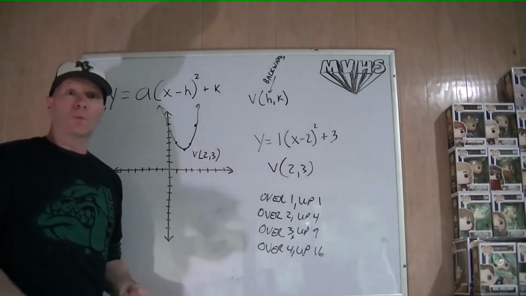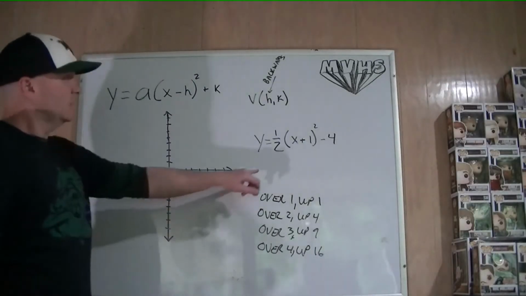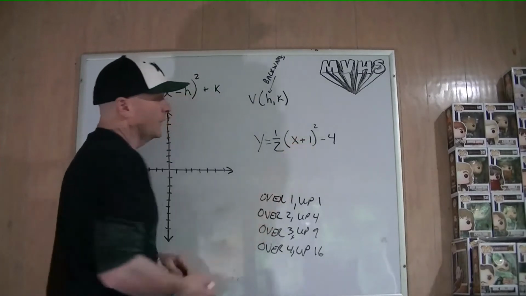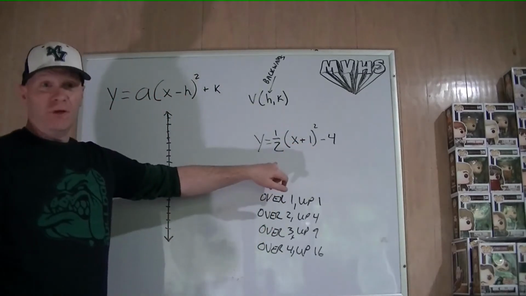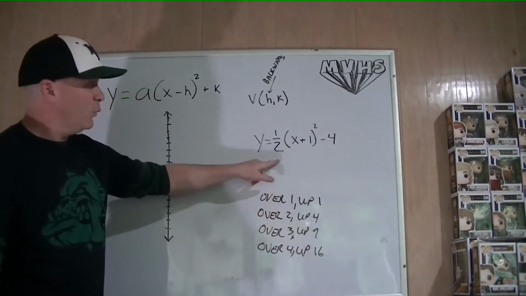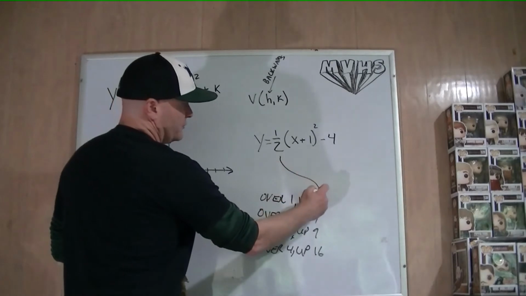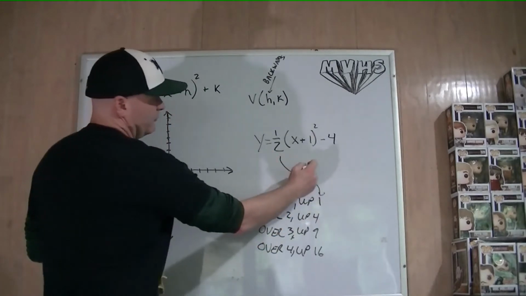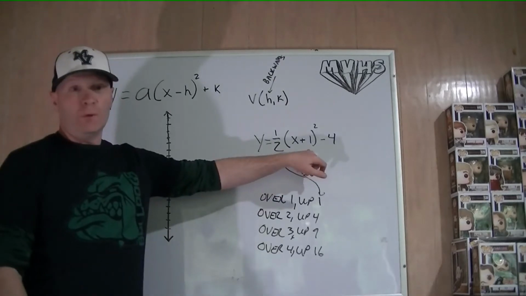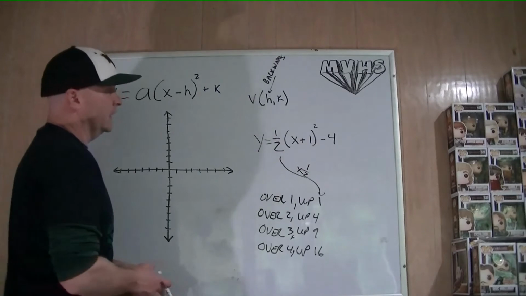Let's look at one where there is an a. This one's a little bit different. We have a is 1/2 at the front. What that means is we're going to multiply all of these y values by that number. So we're going to multiply all the y's by 1/2. First let's find the vertex. It's this number backwards, so instead of positive 1, it's negative 1, comma, negative 4.